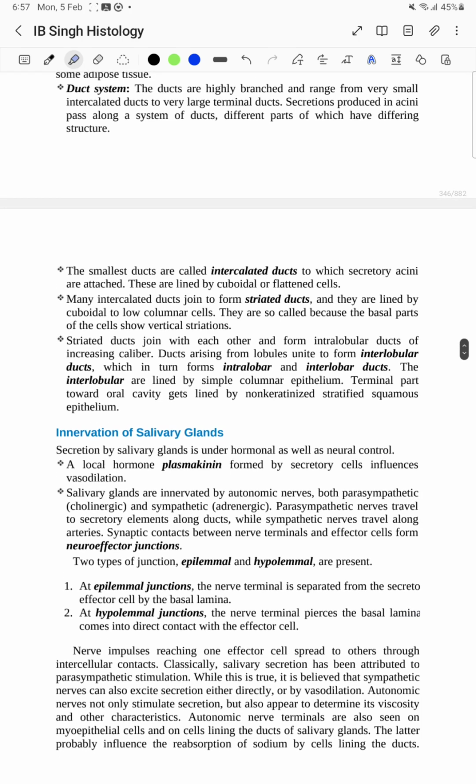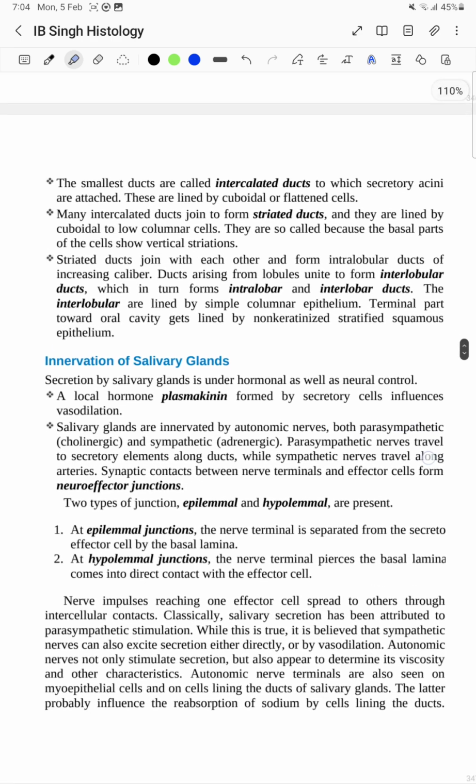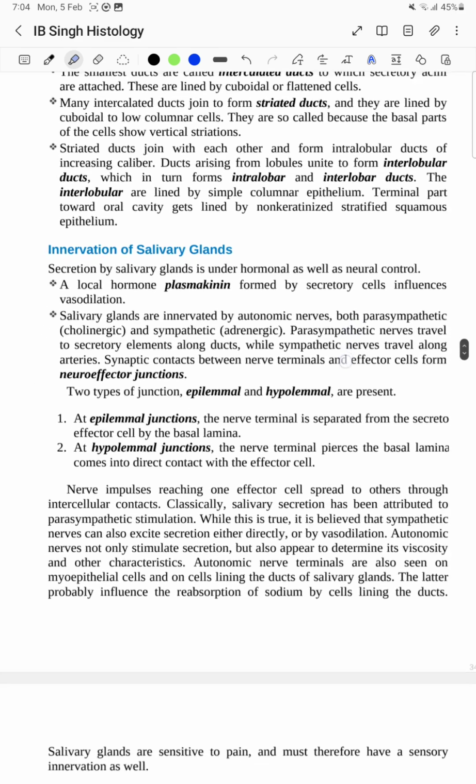Striated ducts join with each other and form intralobular ducts of increasing caliber. Ducts arising from lobules unite to form interlobular ducts. The interlobular ducts are lined by simple columnar epithelium. Terminal part toward oral cavity gets lined by non-keratinized stratified squamous epithelium.